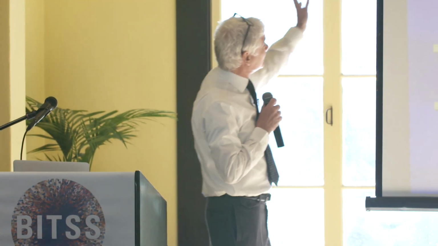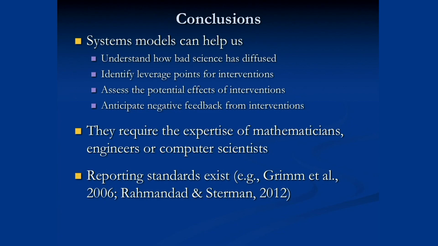So just to finish, systems models can help us understand how bad science has diffused. They can help us identify leverage points for interventions. They can help us assess the potential effectiveness of interventions. We can anticipate negative feedbacks. You will have to get a mathematician, an engineer, or a computer scientist to work with you, and that's quite hard to do. And there are reporting standards for these things.